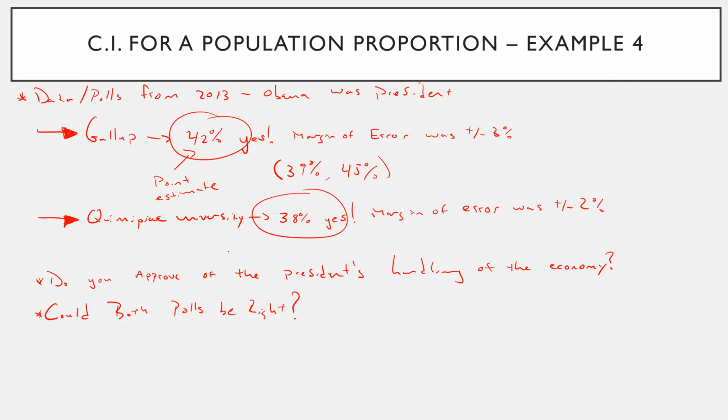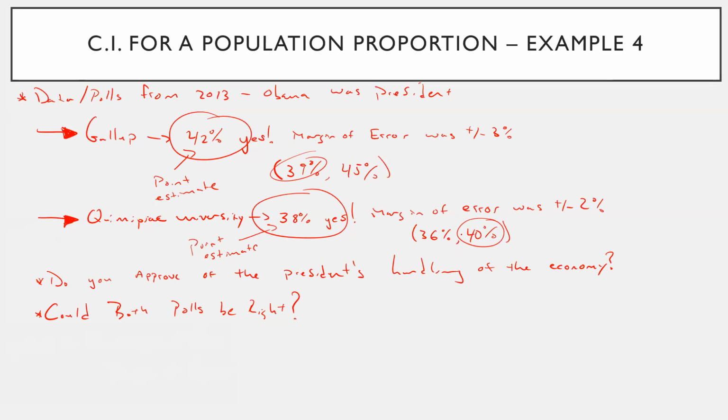Quinnipiac University, when they released this poll, is saying 38%. That's my point estimate. But when you add and subtract the margin of error, subtracting 2% you get 36%, and adding 2% to 38% you get 40%. Do you notice how these two overlap a little? Yes. Since they overlap, if the real value was somewhere in the overlap between 39 and 40%, both polls could be absolutely right.